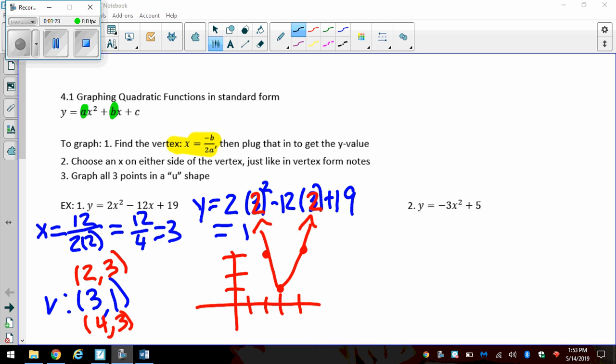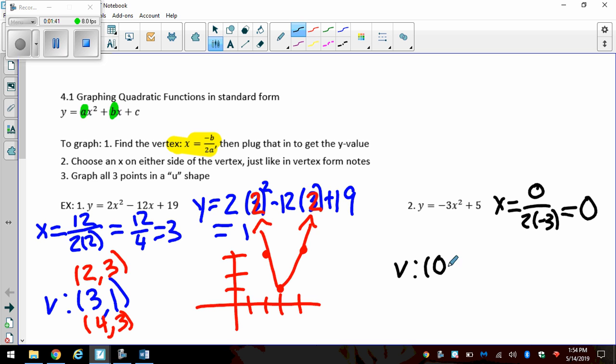On this one here, when we do your negative b over 2a to find your x value, there is no b, so your b would be considered 0. So you have 0 over 2 times negative 3, your x is 0. Plug 0 into your equation, and you should get out 5. That's the y value of your vertex.